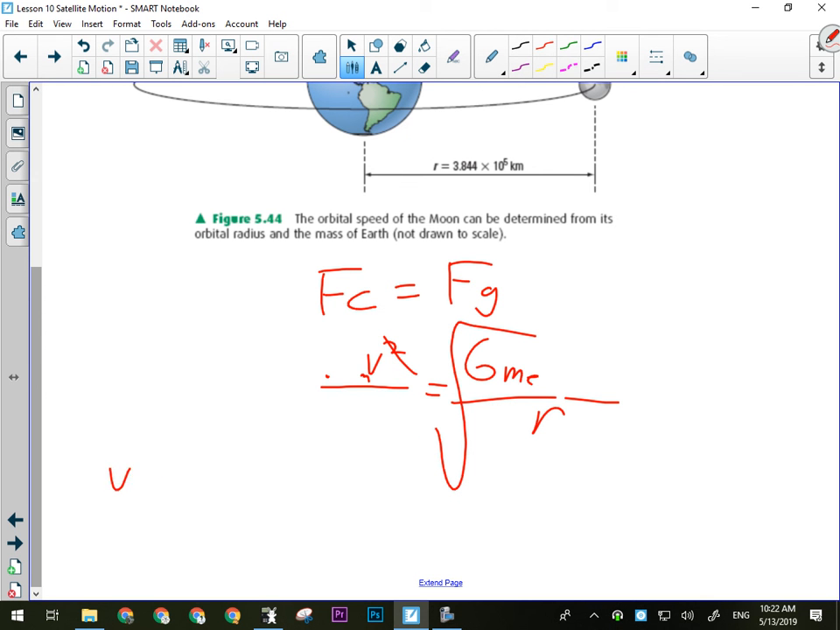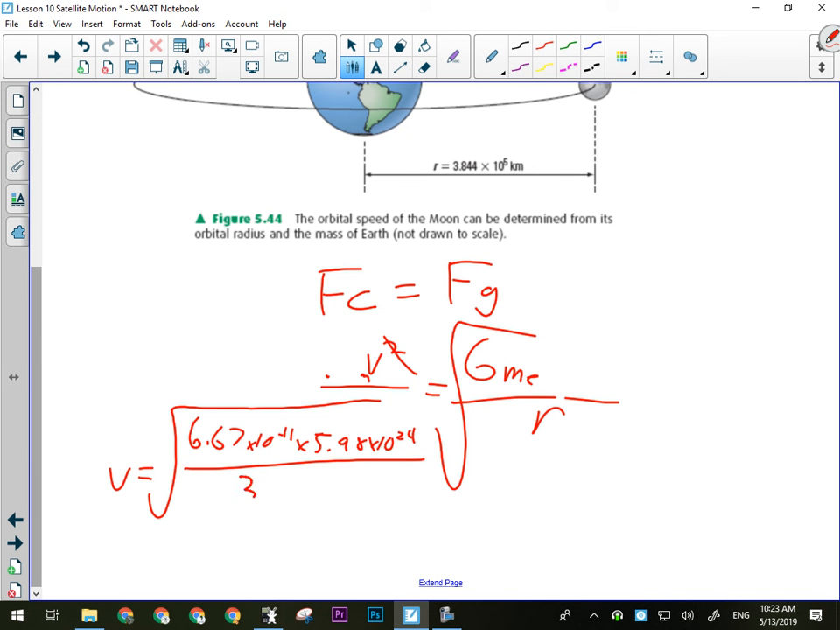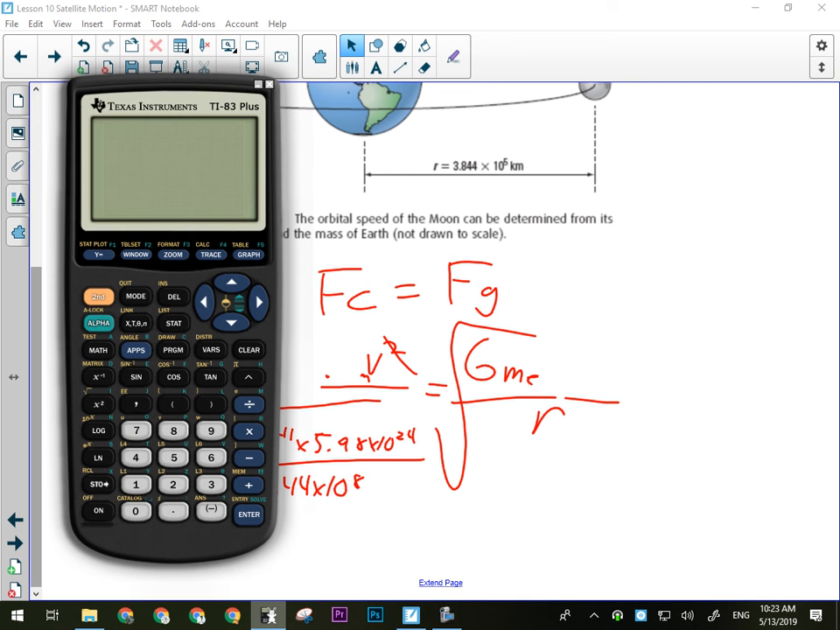Okay, so for us, our final equation here will be 6.67 times 10 to the minus 11, okay, our universal gravitational constant, times the mass of the Earth, 5.98, times 10 to the 24. That's what it is on our formula sheet anyway. Okay, and then divided by the radius they gave us, which is 3.844 times 10 to the 8 meters, not the kilometers number.